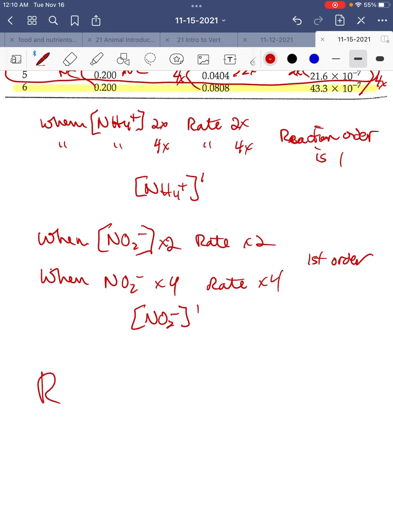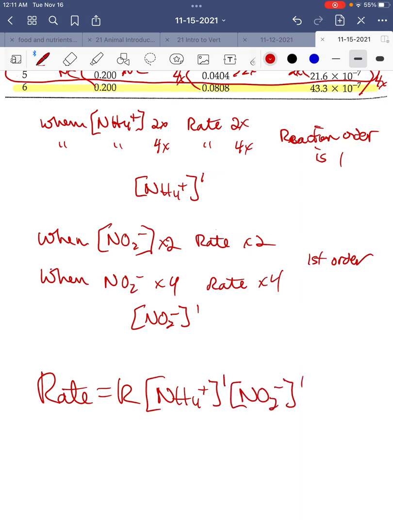So we would write rate equals K, which is the rate constant, which we don't know, NH4 plus to the first, NO2 minus to the first.